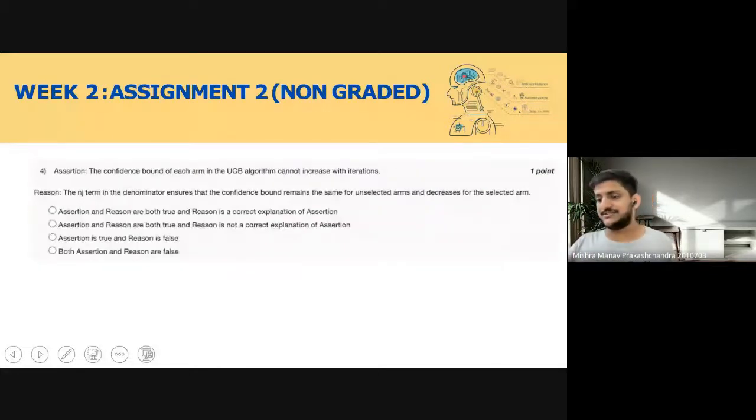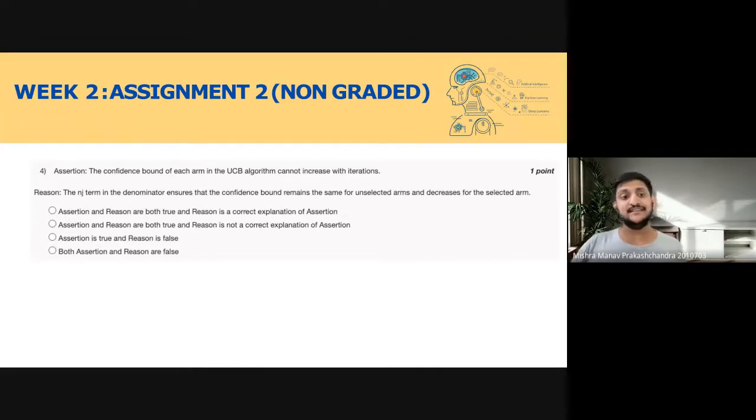Okay, last question. I have an assertion and reason. The assertion is that the confidence bound of each arm in the UCB algorithm cannot increase with the iterations. That is incorrect because with increasing number of iterations, the unselected arm's bound grows by log of n. So the assertion is incorrect.